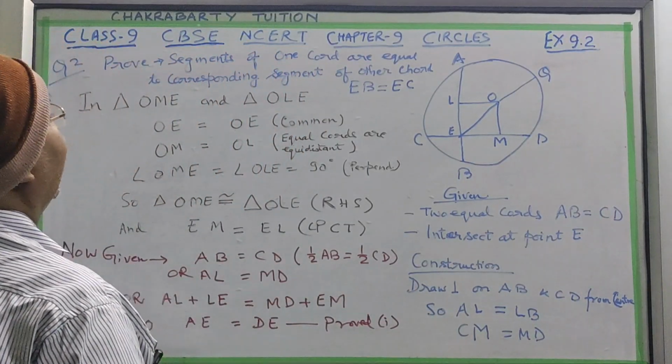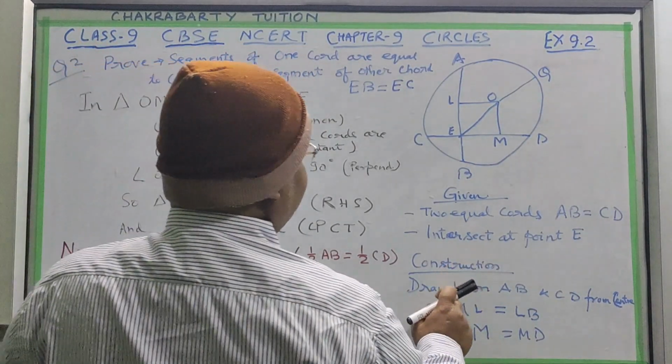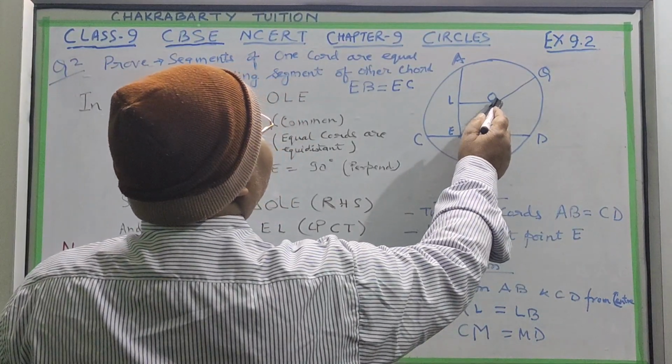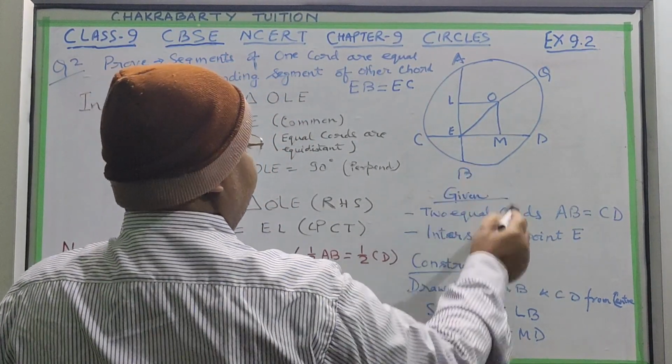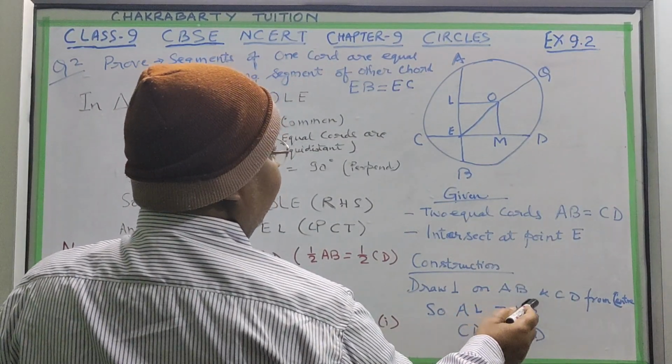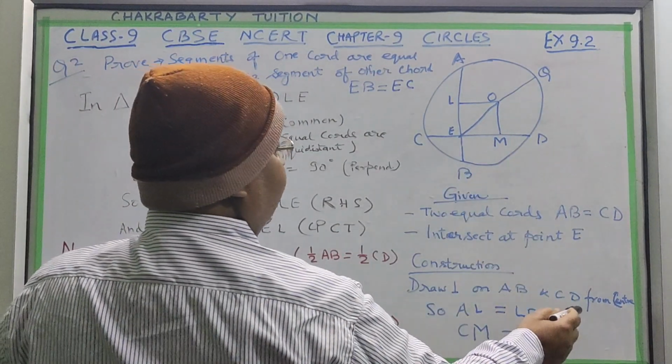Now to prove this, what we have done is we have constructed, from the center we have drawn a perpendicular on line AB, and on CD we have also drawn a perpendicular.